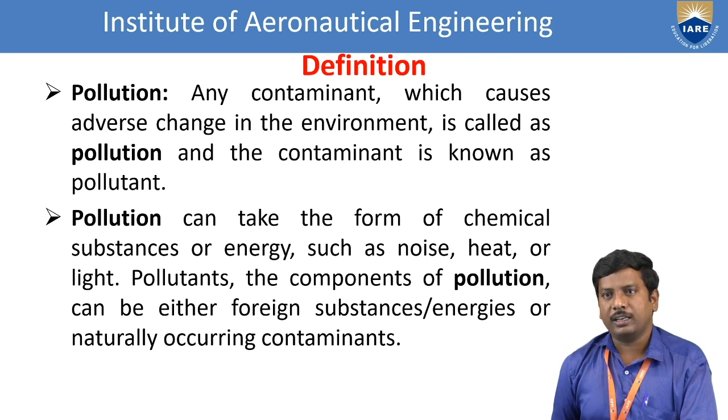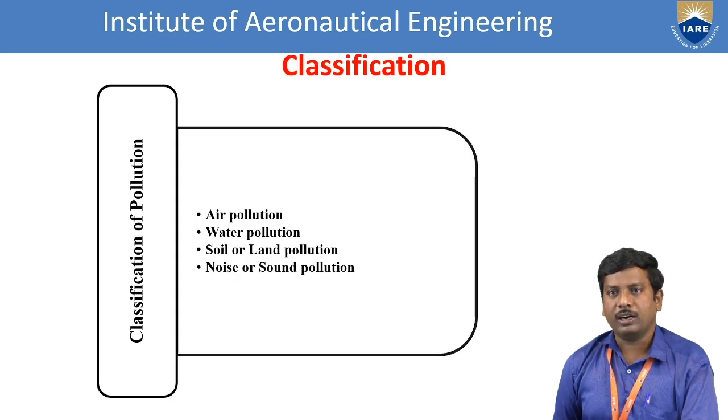So pollution can take the form of chemical substances or energy such as noise pollution, heat pollution, or light pollution. That means pollutants, the components of pollution, can be either foreign substances or energies or naturally occurring contaminants. Okay. So next we see what are the types of pollution, that is, classification.